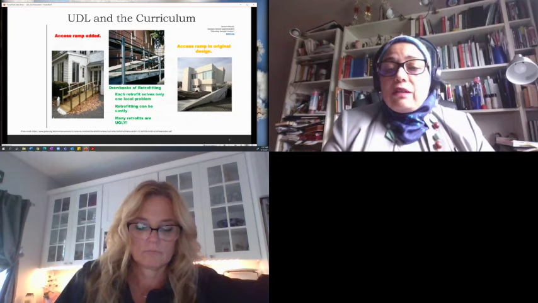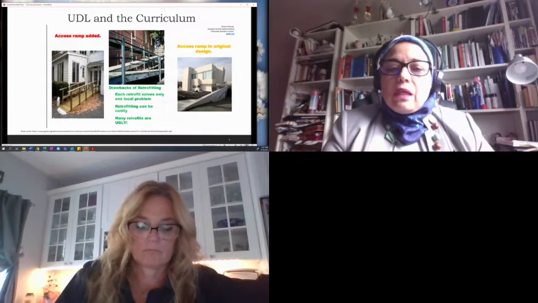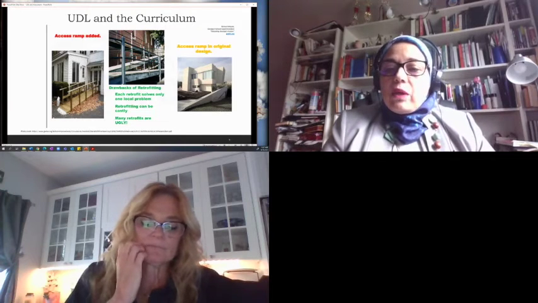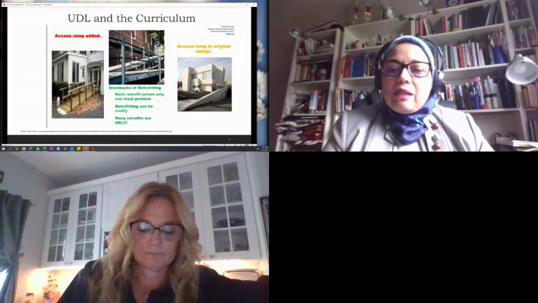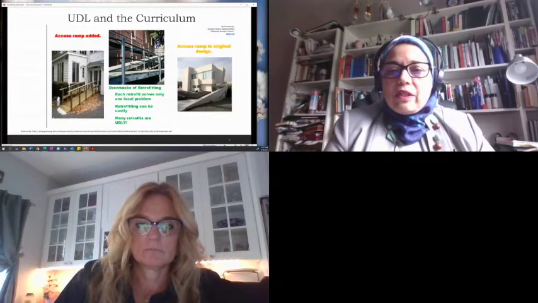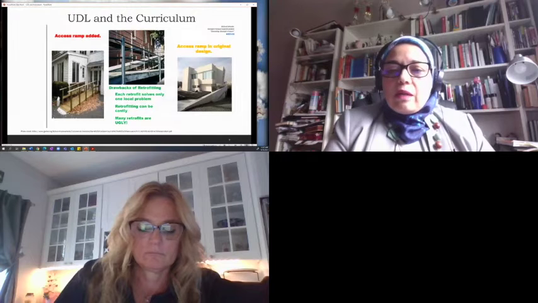This illustration on the screen is from the University of Georgia, and it shows the difference between a ramp added when needed, and the second one, what happens when we keep adding accommodations as we need them. As you see, the building really looks ugly. And then finally, if all the accommodations were added at the design from the start, as you see in the last building, it flows nicely with all the accommodations needed.